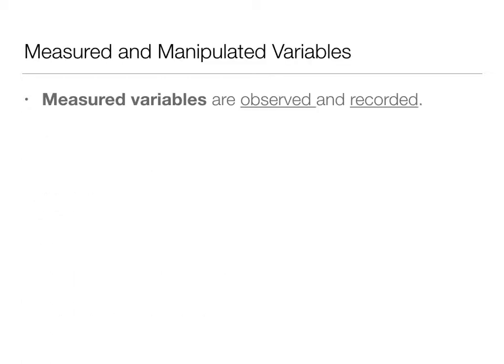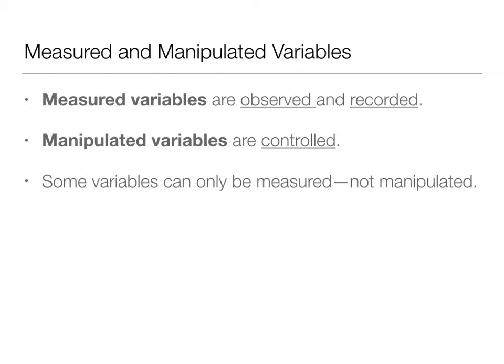So again, measured variables are observed and recorded. They already exist. We're not doing anything to them. They're already there. Where manipulated variables are controlled. These are the ones that we're interacting with. This is the one that we are changing. We're controlling it in some way or another. Some variables can only be measured, not manipulated. So height is an example of one. I can't manipulate how tall you are. You're the height that you are. I can't manipulate your gender. You're the gender that you are. I can't manipulate a diagnosis in a population. People have the diagnoses that they have. Those are things that are measured variables. There's no way for us to manipulate those.